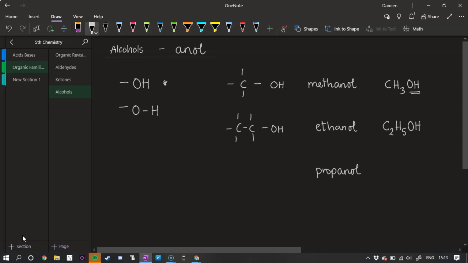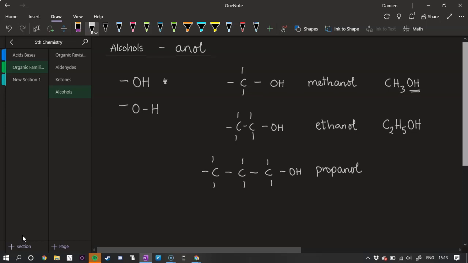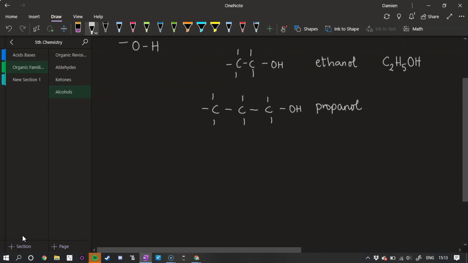So propanol is slightly different. With propanol, we've got to do 3 carbons. So we can go 1, 2, 3, and we can put the OH at the end, and then we can cover our carbons with hydrogens, and that gives us propanol. But propanol can also be drawn as this. If we have carbons like this, we can put the OH group here in the middle rather than at the end. So the OH group can move around. This is still propanol.